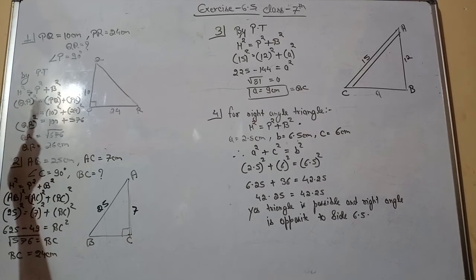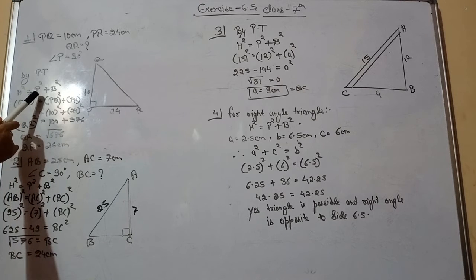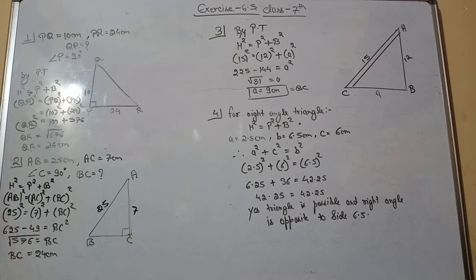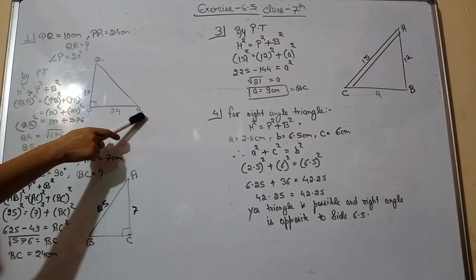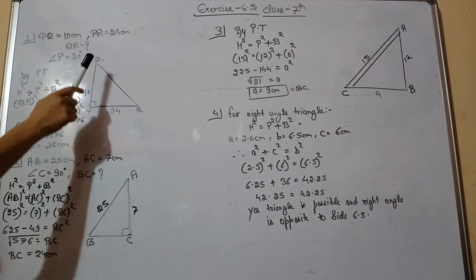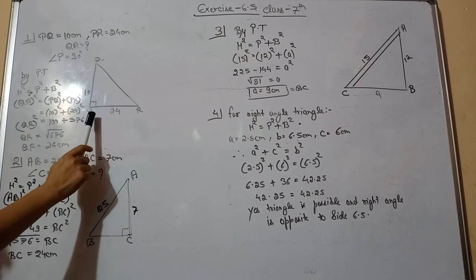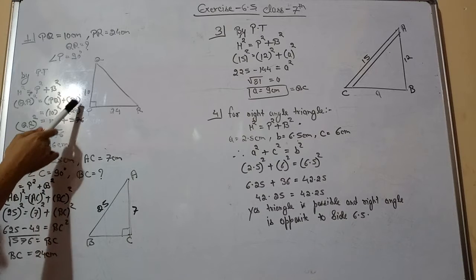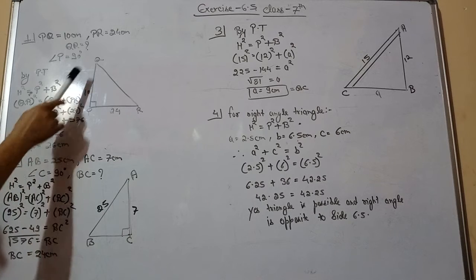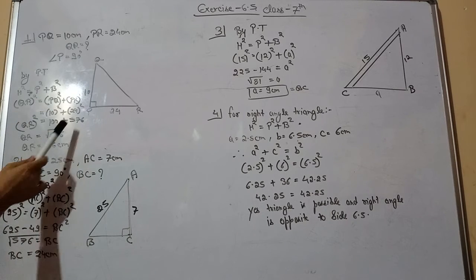According to the Pythagoras theorem, hypotenuse squared is equal to perpendicular squared plus base squared. So what is our hypotenuse? That is QR. What is our perpendicular? That is PQ. And what is our base? That is PR. So let us put in all the values: the value of PQ, the value of PR, and QR is unknown here. So we will write QR as it is.